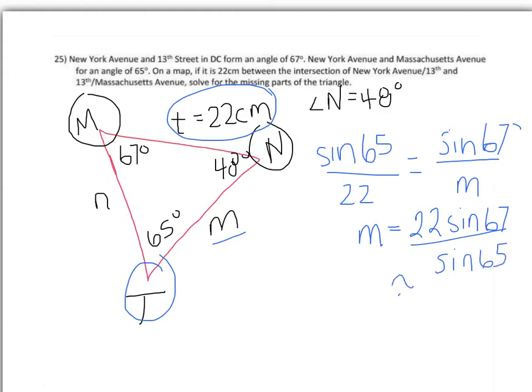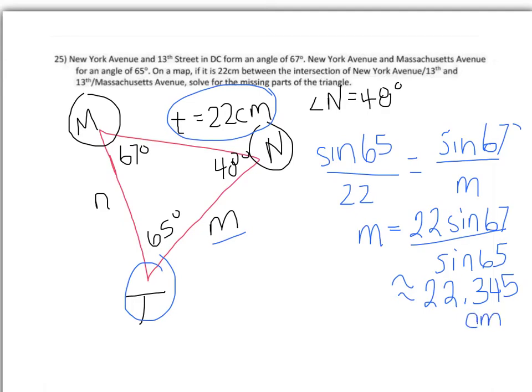And put that right into your calculator. You get that side M, which is Massachusetts Avenue, is 22.345. And that is, of course, in centimeters.